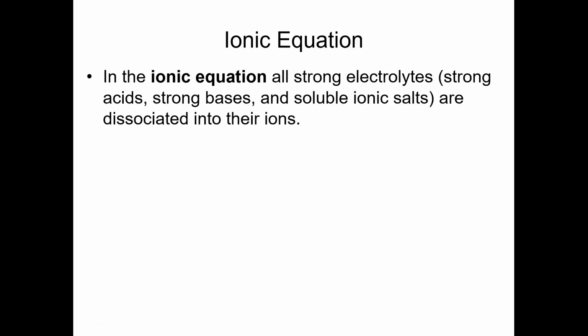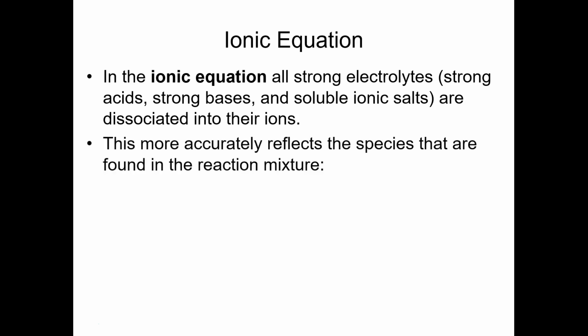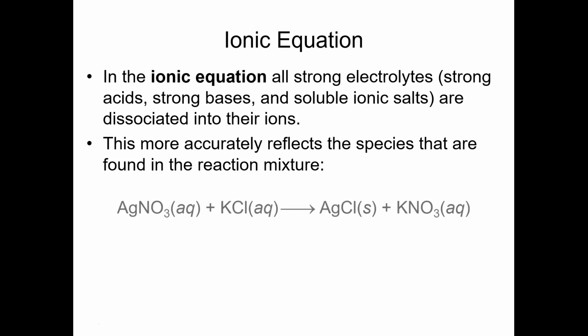And so we're going to take all ionic compounds, and later in this chapter you're going to see it also, we'll do this with strong acids and strong bases. And we're going to dissociate them into their ions. And so that's going to more accurately reflect all of the species that are actually in the reaction mixture. So here is my molecular equation from the previous slide. Now I'm going to take everything that is listed as being aqueous and dissociate it into its constituent ions.